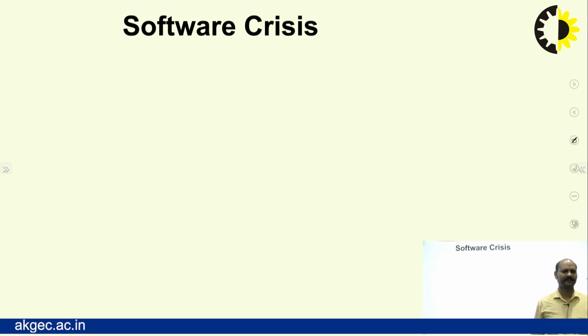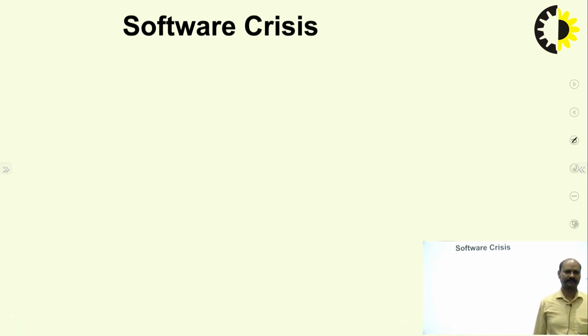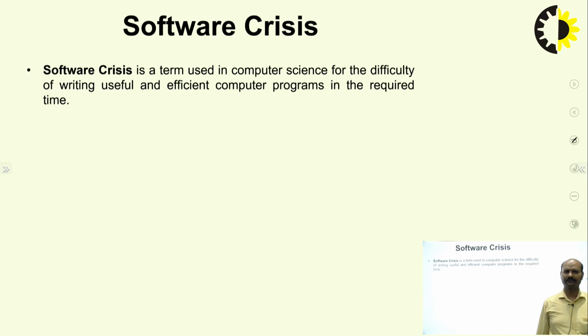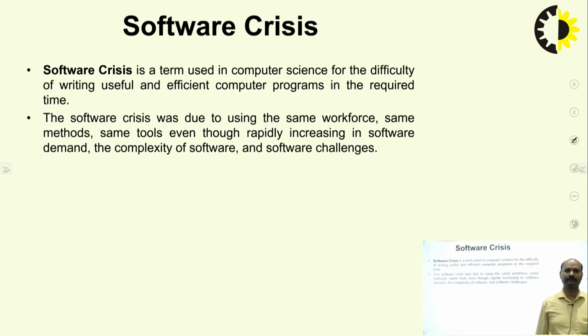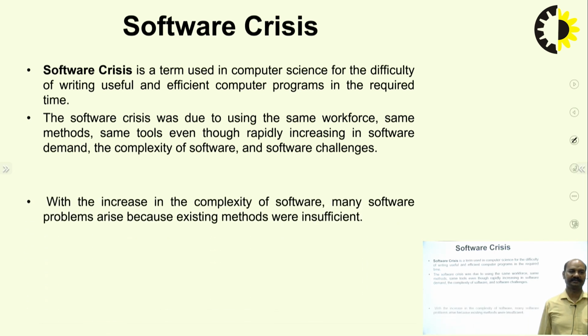So, what is software crisis? We are discussing some points about the software crisis. The software crisis is a term used in computer science for the difficulty of writing useful and efficient computer programs in the required time. The software crisis was due to using the same workforce, same method, same tool, even though there was a rapid increase in software demand, the complexity of software and software challenges.